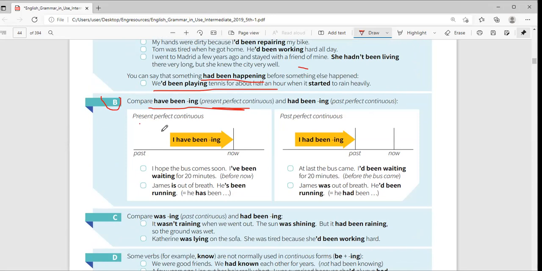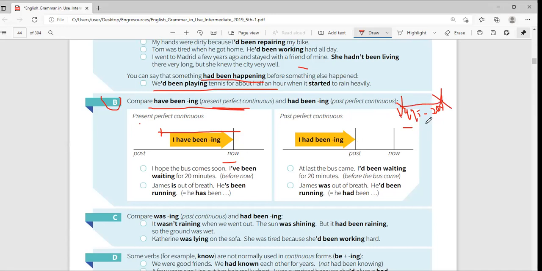Present perfect continuous: something began in the past and continued up to now. Like now, I have been teaching for 1 year, meaning from that time up to now. But when you say I had been living, I was in Somalia in 1995 up to 2001, living in Baidoa. Am I still there now? No, I stopped in the past. I started in the past and stopped in the past, but I continued for some time before I stopped.